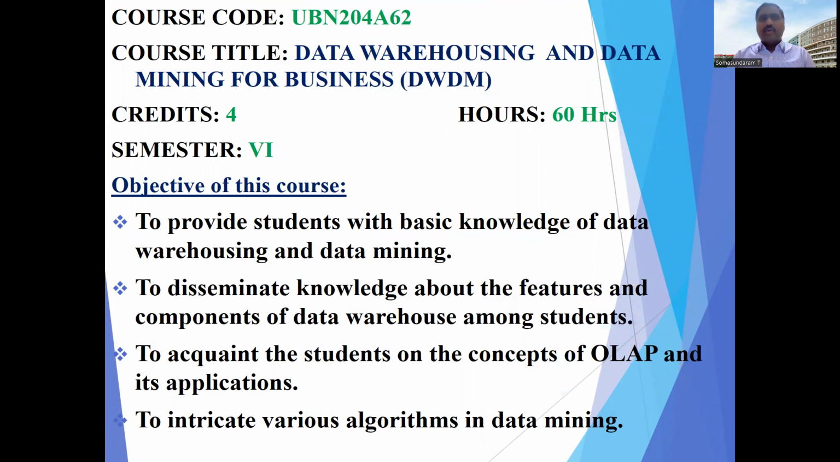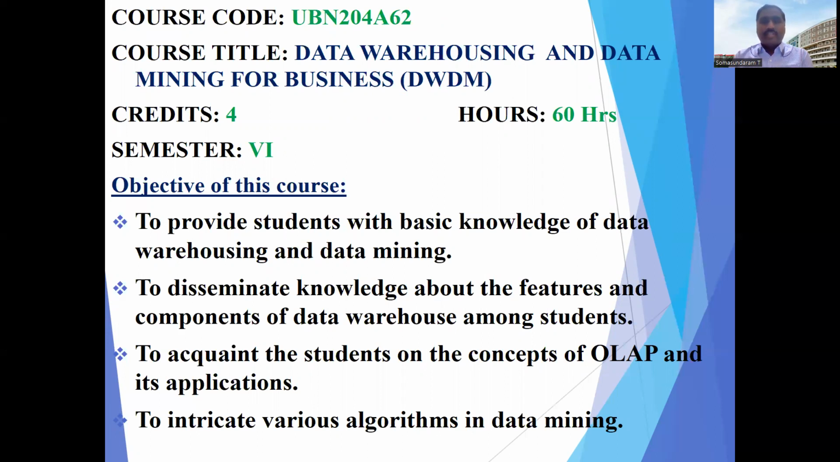This is one of the courses that is important for business analytics students in order to know how data can be analyzed, summarized, and then interpreted. So the main objective of this course is that you will be learning about the fundamentals of what is called data warehouse and what is called data mining.